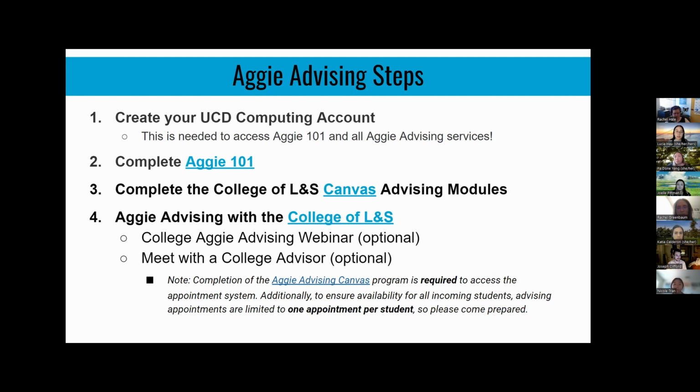And then lastly, Aggie Advising is offered through the College of Letters and Science. They're offering college Aggie Advising webinars, and you get the opportunity to meet with a college advisor. They're both optional. I did want to note that the completion of the Aggie Advising Canvas program is required to access the appointment system, and also additionally, to ensure the availability for all incoming students, advising appointments are limited to 1 appointment per person, so it's important to be prepared for those meetings. All right, next slide.